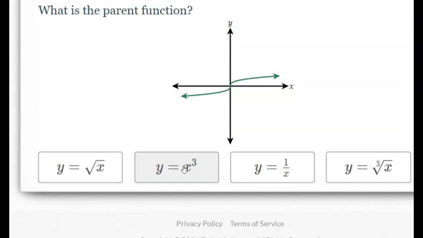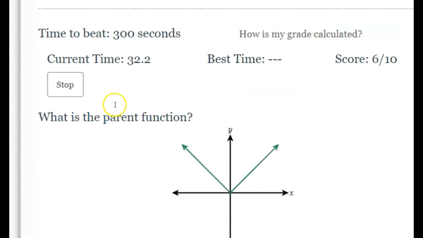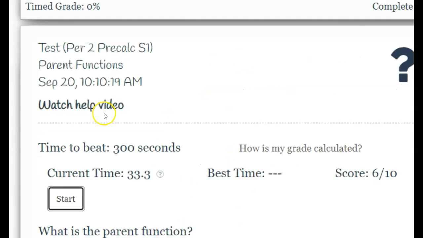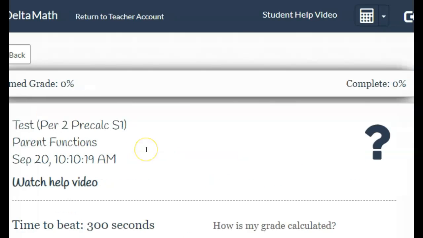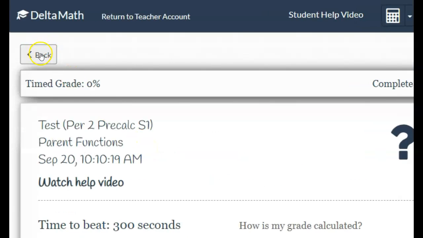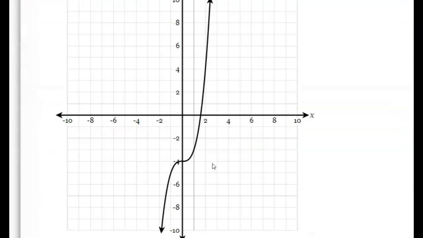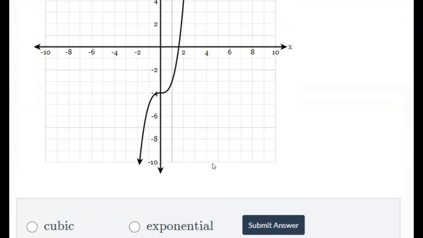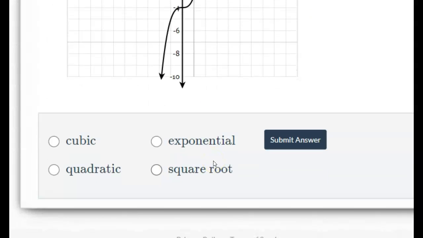1 over x. So you're welcome to use your notes, and I'm really not that worried about how fast you go on these, okay? And then you just push stop. It wants you to get 10 in 300 seconds or something. I set it very low, okay. Then identify the function type given the graph. Anybody know which that one would be? I know it's shifted, but what is that? That's a cubic, okay.